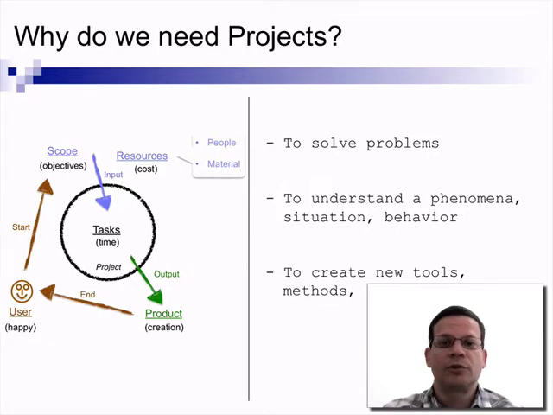And we also want or need to execute projects in order to create new tools. For example, new tools to compute an algorithm faster, to predict weather conditions faster. So it is a combination of all these characteristics that focus on why we need projects and why projects are actually useful. They help us to solve problems, to understand behavior, or to create new tools.